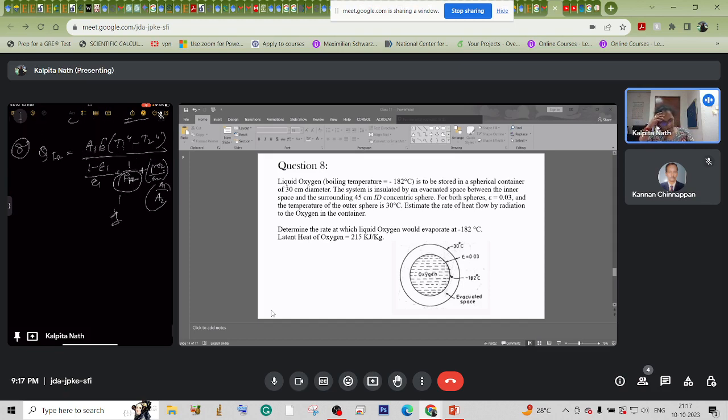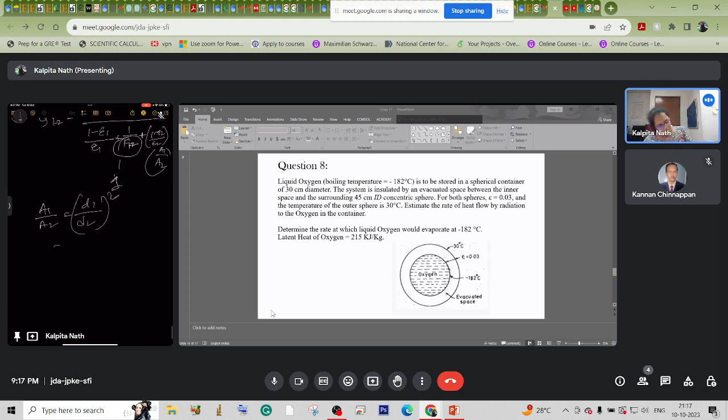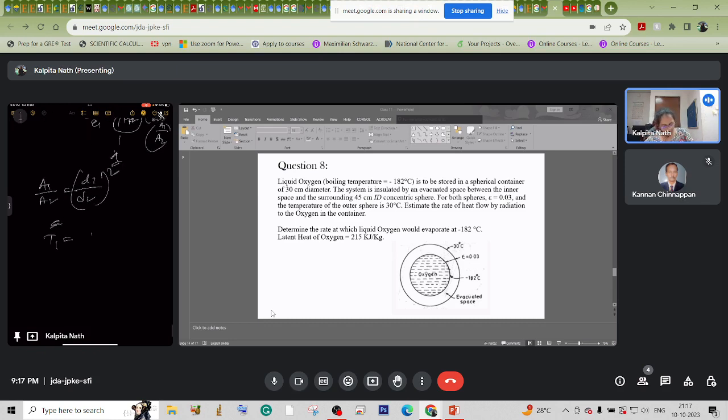So as I've said, we'll be using this equation for finding out the rate of heat flow by radiation. For that, first of all, let us find A1 upon A2. That will be D1 upon D2 whole square. So we can directly put it, and T1 will be minus 182 plus 273. We have to convert it into Kelvin. So 91 Kelvin, and T2 will be equal to 30 plus 273 is equal to 303 Kelvin.